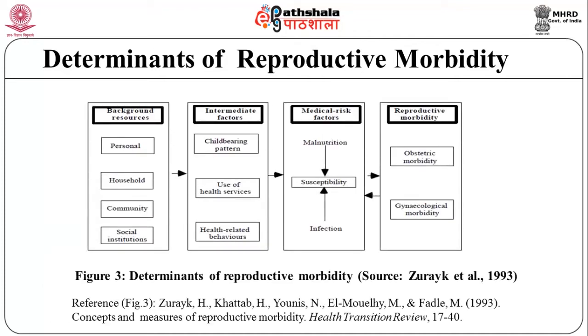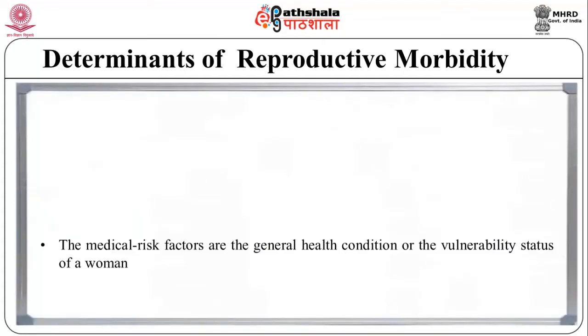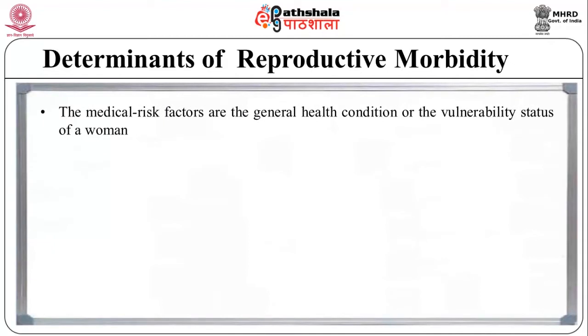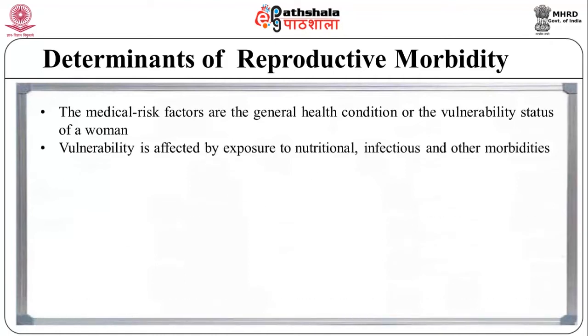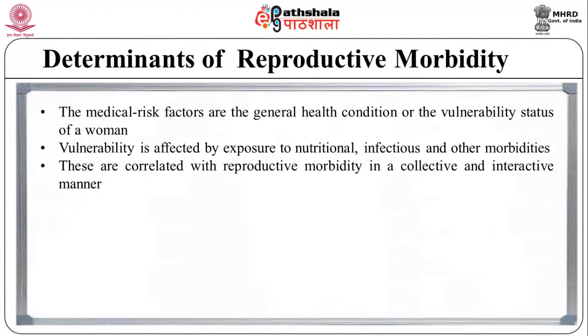This figure highlights the determinants of reproductive morbidity. The medical risk factors are the general health condition or the vulnerability status of a woman, and vulnerability is affected by exposure to nutritional, infectious, and other morbidities. These are correlated with reproductive morbidity in a collective and interactive manner.